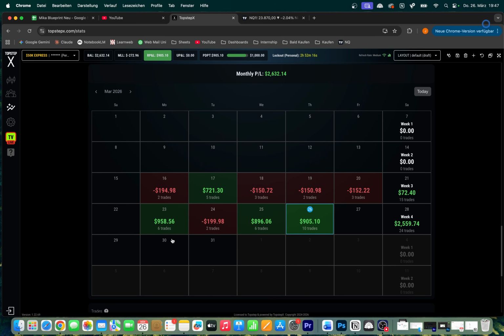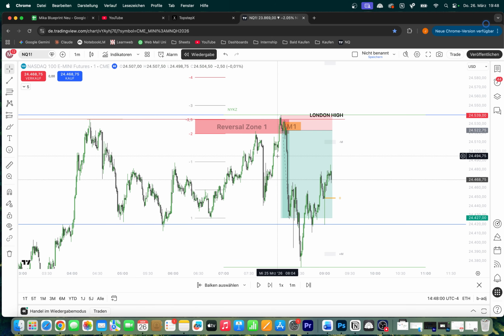I have a really low frequency. You can see 6 trades, for example here on Monday, but 6 trades doesn't mean I took 6 trades. It means I took 6 contracts. So I think I took like 2 trades max a day. So that's it, but now let's start explaining this trade.